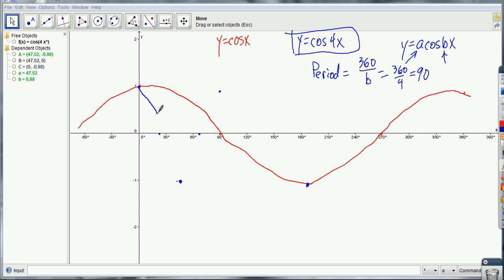Let me try it again. I'm trying not to draw a straight line. It's kind of hard. That's terrible. I'll go for it. And you could put those other points in here. And look what it does.